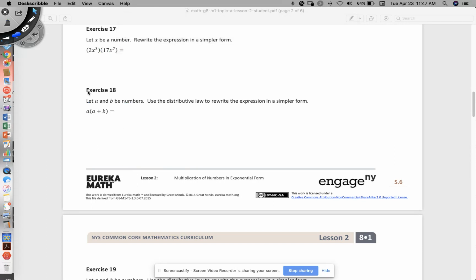So 17 says, let x be a number. Rewrite the expression in a simpler form. All right. So I know that my 2 base numbers are 2 and 17. So we're just going to go 2 times 17, which I know is 34. And then my exponents, I have a 3 plus a 7, which gives me a 10. So what is my simpler form? Putting these together, 34 is now my new base number, and then I have 10 as my exponent. And that's it.